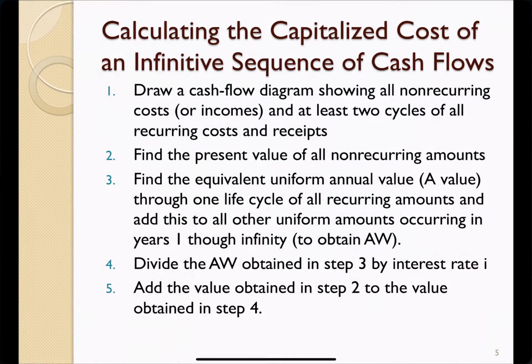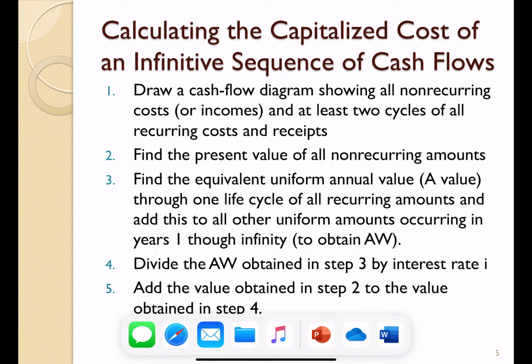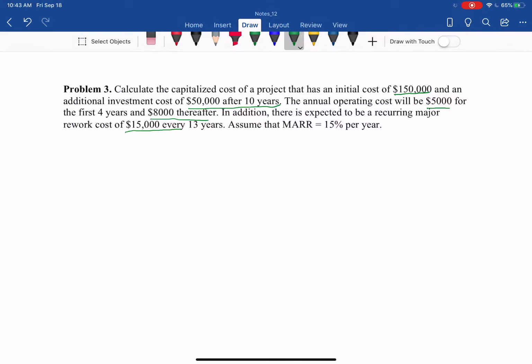Going to the last slide in today's class, this is the step to calculate the capitalized cost. First, draw the cash flow diagram that shows all non-recurring and recurring costs, at least 2 cycles of all recurring costs. Then find the present value, find the equivalent. So it is a 5-step process, and let's apply that to this problem. The first step is always the diagram. Let's show the cash flow diagram.